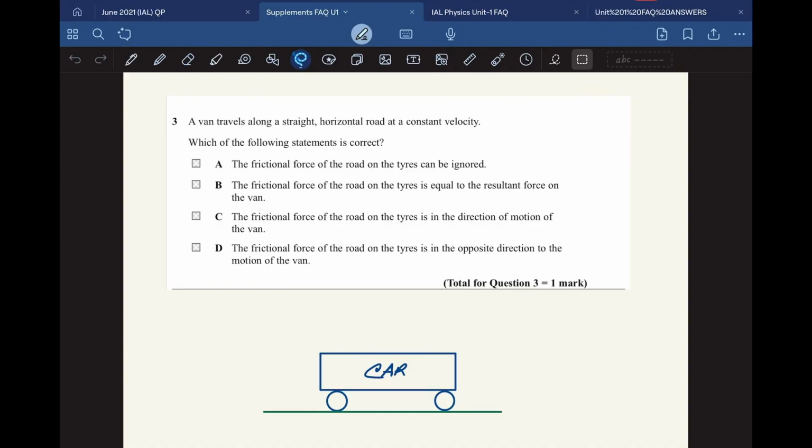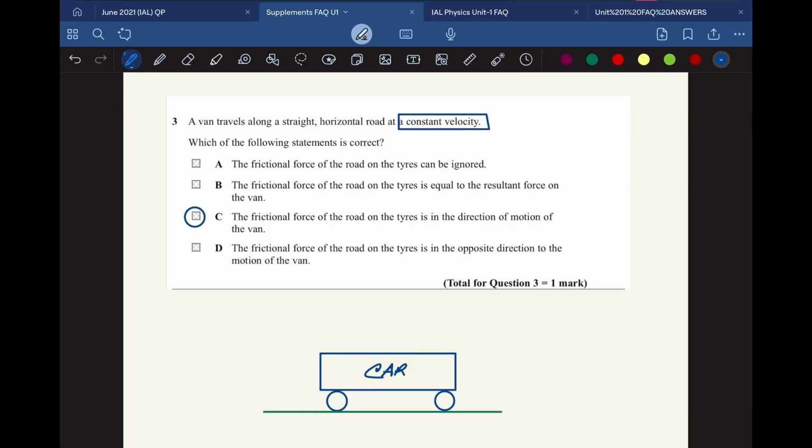Alright guys, so now let's solve another very important multiple choice question. This was very confusing, so much that even a few teachers have written it wrong. Okay, so let's study this. It says a van travels along a straight horizontal road at a constant velocity. So when something has a constant velocity, its resultant force is zero, right? Its resultant force is zero. Now it says which of the following statements is correct. Now here our correct answer will be answer C.